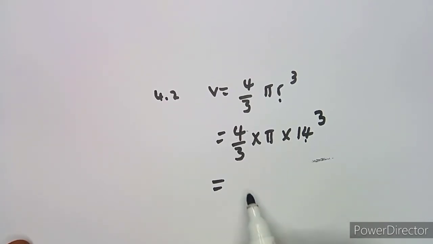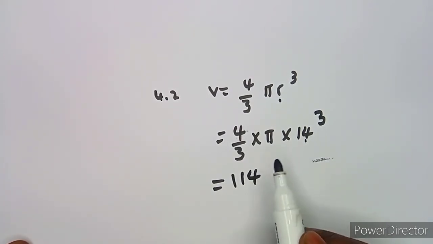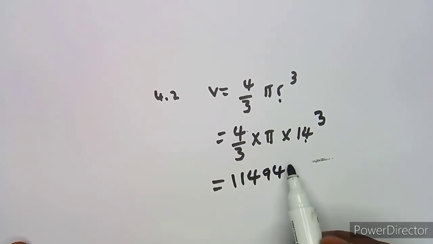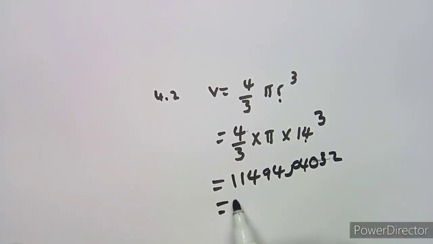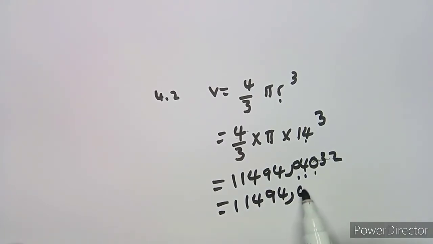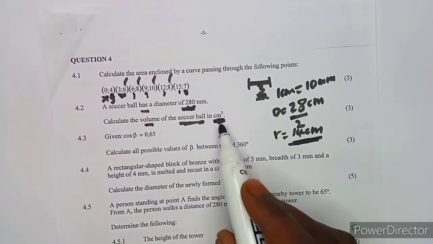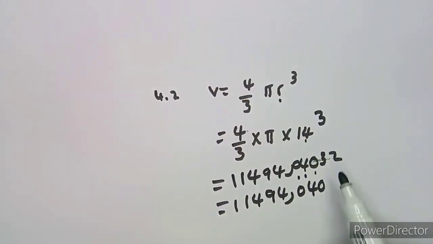This is going to be 11494,04032, which is actually 11494,123 to 3 decimal places, which is the volume. And this is now in centimeters, because we are working in centimeters, so it's now in cubic centimeters. That's our volume. So that's what we just needed there.